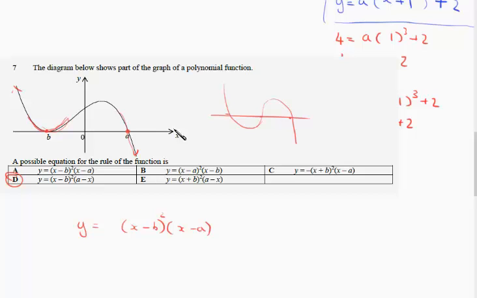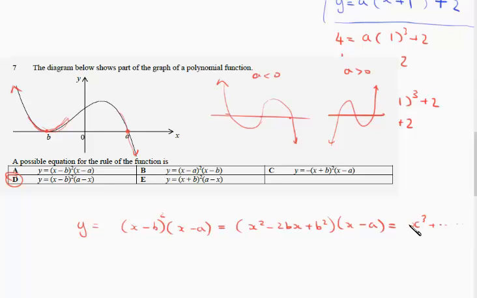We talked about this just about 2 hours ago. However, it could be that, or it could be that. You have two choices. So this is when a is positive, and this is when a is negative. True? But think about this. Your choice is a, but if you actually expand this one out, the first one is x squared minus 2bx plus b squared, and then times by x minus a, and you expand this one out again. Then you're going to get x to the power of 3, etc., and you get 1. This is 1x cubed. That means a is positive. That means it's like that. Okay? But it's like that.